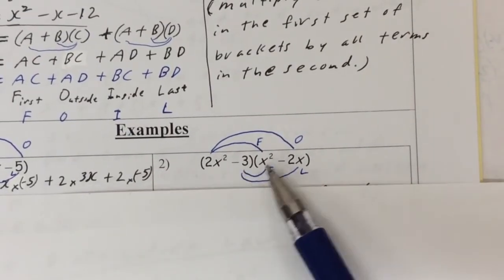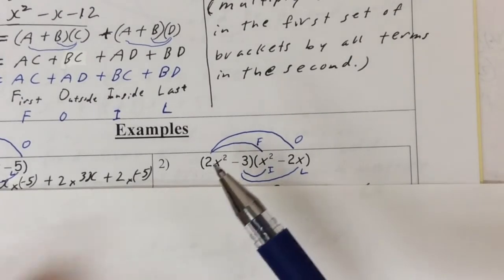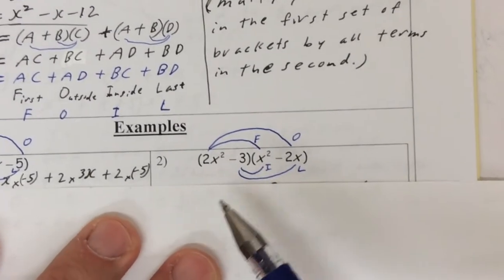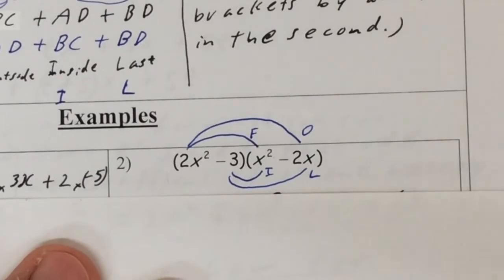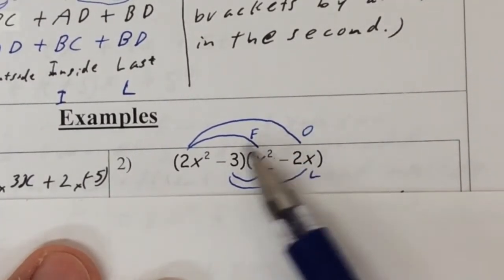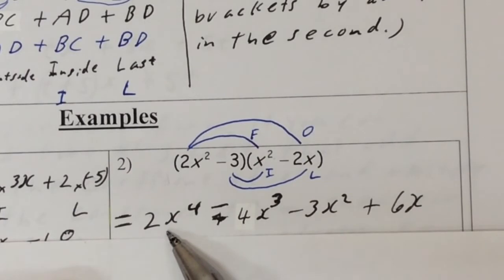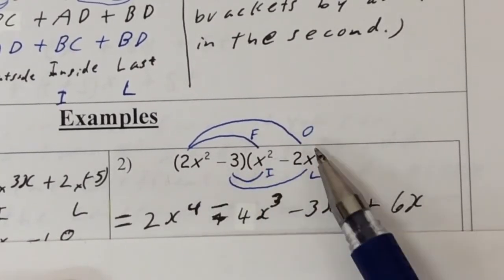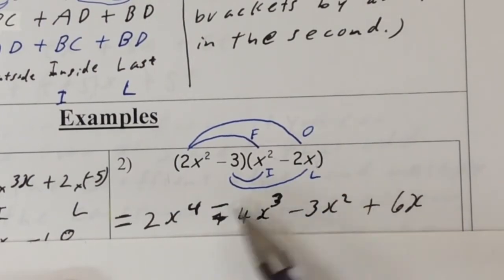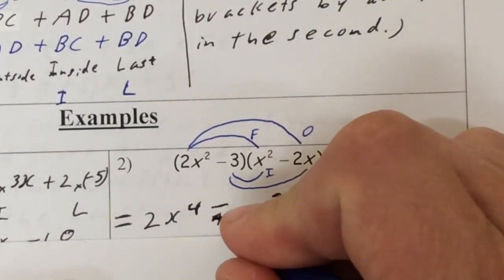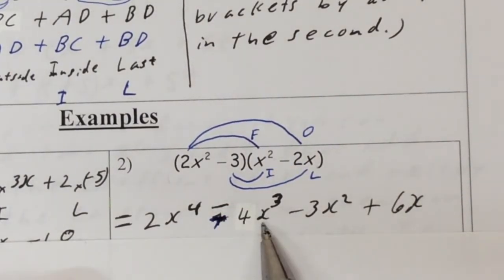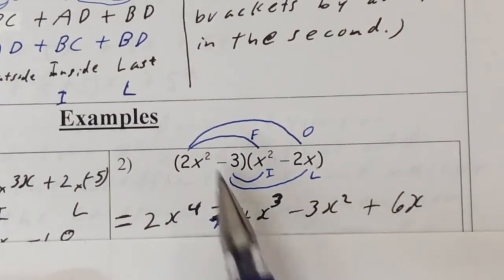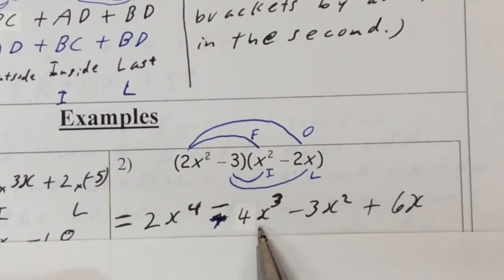2x squared minus 3, x squared minus 2x. Okay. Don't forget to use your power rules when you're combining these. Okay. So 2x squared, so the first times x squared is going to give you 2x to the fourth. Okay. And then, so that's the first. Then the outside is 2x squared times negative 2x, which is going to give you minus 4x cubed. The x squared times x is x cubed. 2 times 2 is 4, minus 4x cubed.